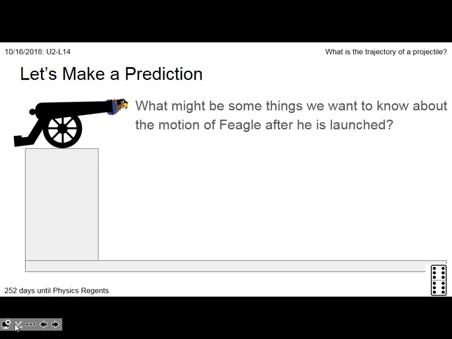Again, your table is just going to share one thing they want to know about the motion. If another table says what you came up with, say, I agree with table, and say their table number. All right, so table 1, get us started. What do you want to know about the motion? Okay, so we might want to know what is the shape of the path.